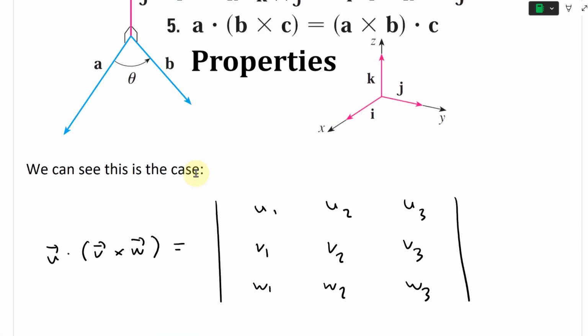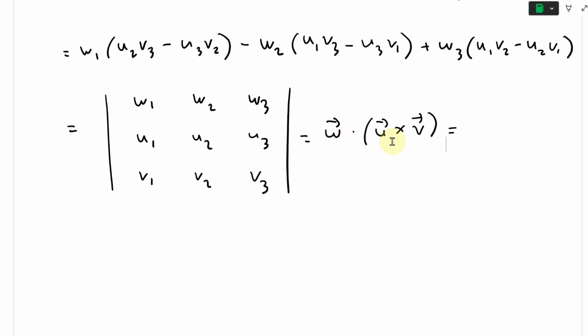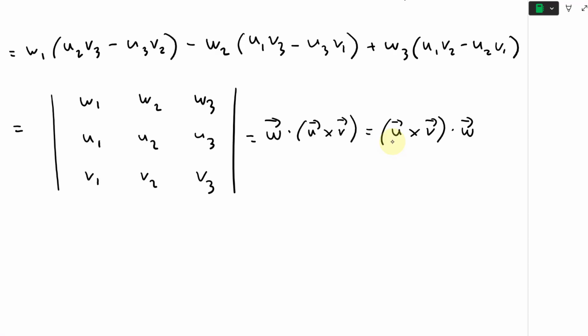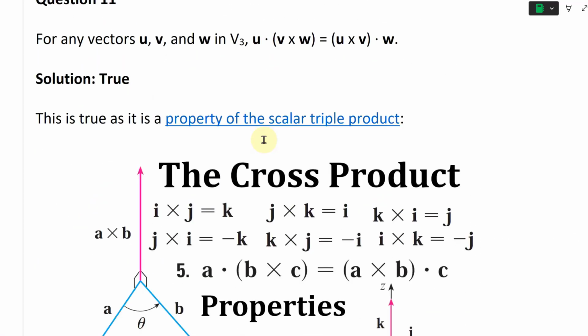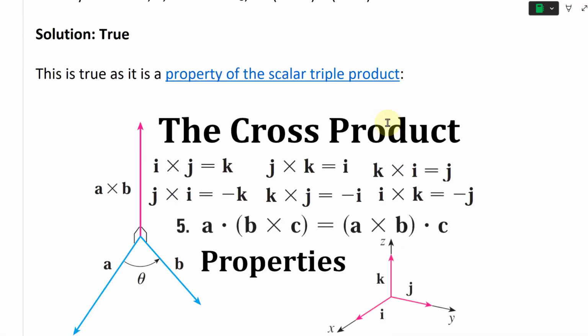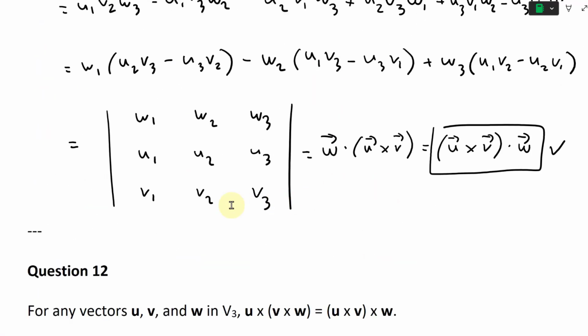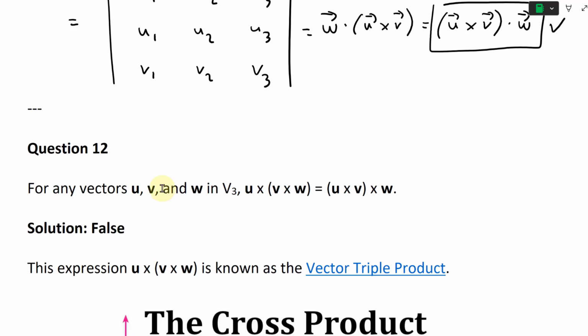And remember, the cross product gives a vector. So if this gives a vector u, w cross this one is the same thing as writing u cross v dot w. All right, so just fix that up. So basically this is exactly what we were asked, and that is true. And I just want to go over the proof quickly using the scalar triple product determinant format. So u dot v cross w equals u cross v dot w. Yes, epic stuff there.